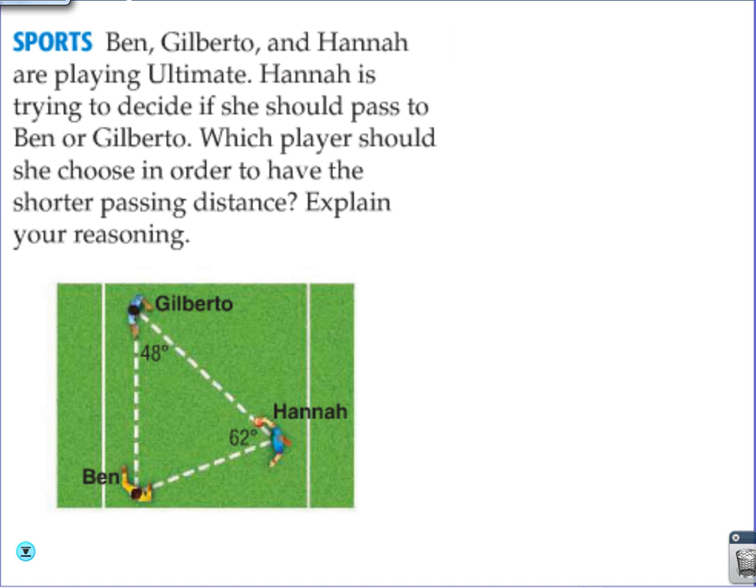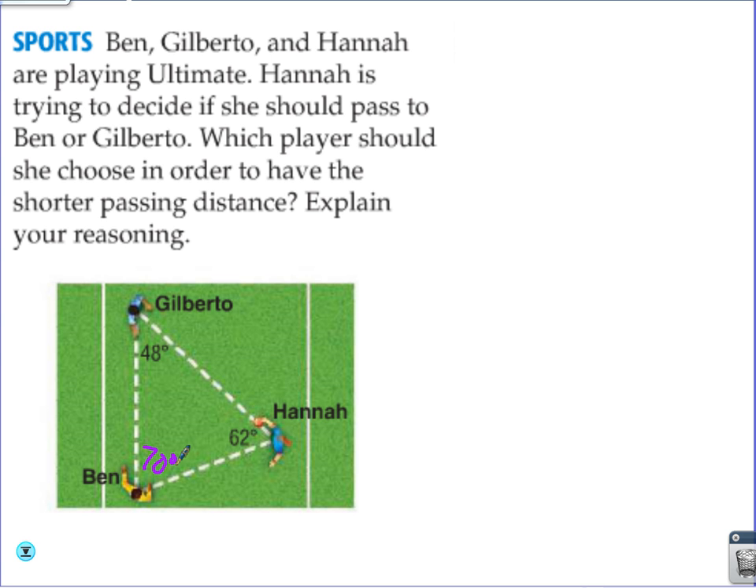Okay, you're on the field and you're playing Ultimate Frisbee. You don't know who's closer to you. But you do know for some reason the angles between you and the other players on the field. I have no idea why you would have this information, but you do somehow. You know that between Ben and Hannah, Gilberto has a 48-degree angle, and between Ben and Gilberto, you got a 62-degree angle. If you did the math there, because obviously you have time to do math while playing Ultimate Frisbee, you know that you have a 70-degree angle between the other players.